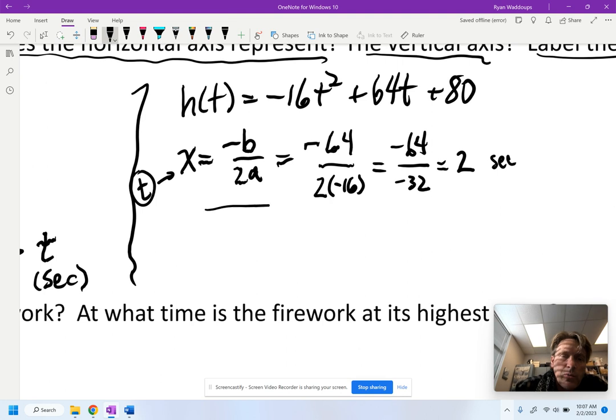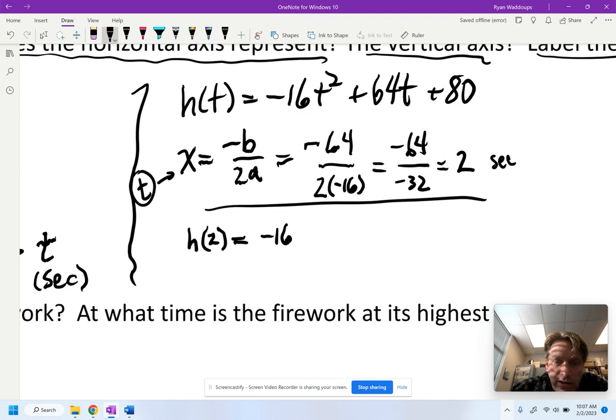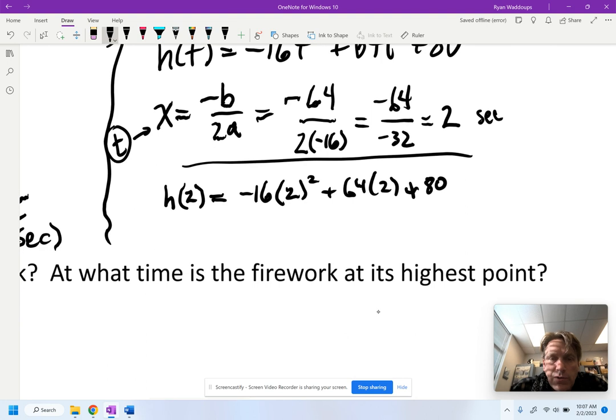Then, to get the y-coordinate, we put that back in. H of t, in this case, we're going to h of 2. What is the height at 2 seconds? To find that, we just plug it in. Negative 16, instead of t, we've got 2 squared plus 64 times 2 plus 80. 2 squared is 4. 4 times negative 16 would be negative 64. Plus 64 times 2 is 128. And then plus 80.